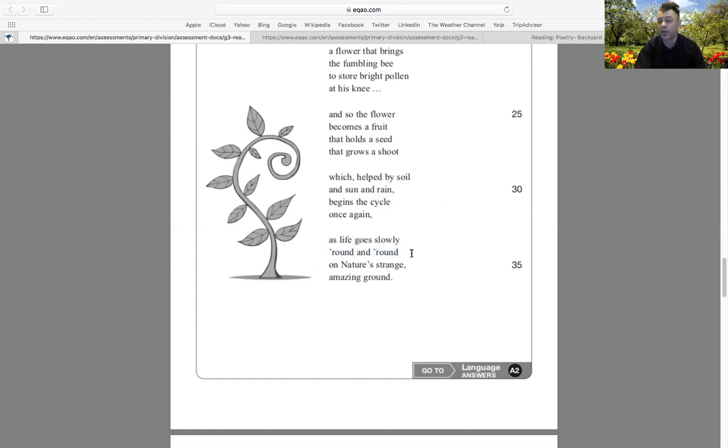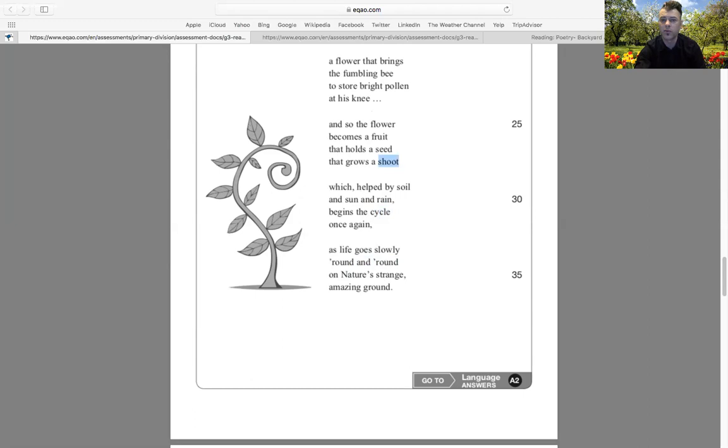Okay, here's the title that's been placed in one of the paragraphs of the poem. That's really important, so we should know what that means. On nature's strange, amazing ground. Okay. So I think most of those words we know. Like I said, cycle, we kind of know what that is. You do them in gym classes, cycles, and shoot may have been kind of new.